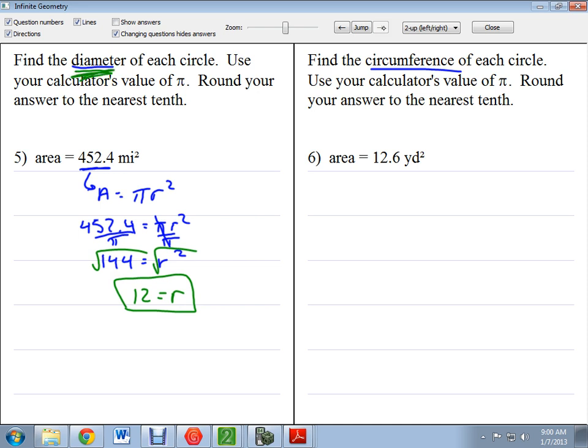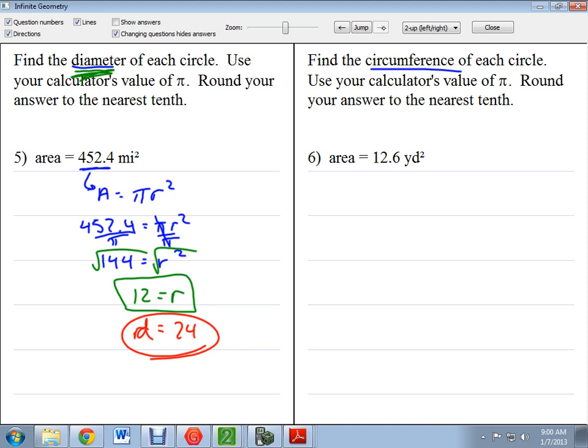We are looking for the diameter. We're not looking for the radius. So our diameter is going to be twice the radius, so d is equal to 24. And that would be my answer to this problem. We just had to get the radius first before we could get the diameter.